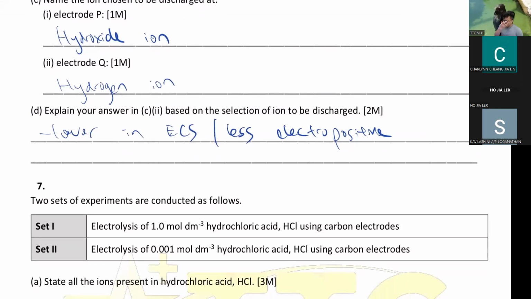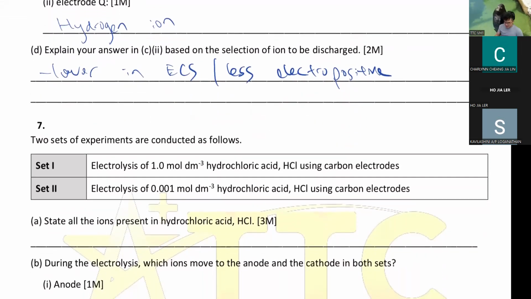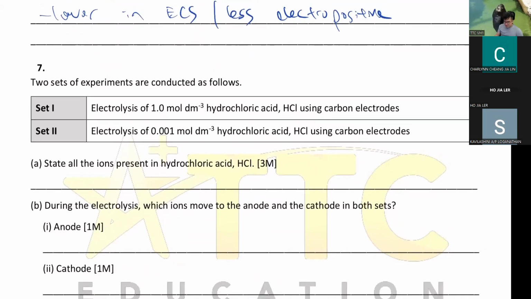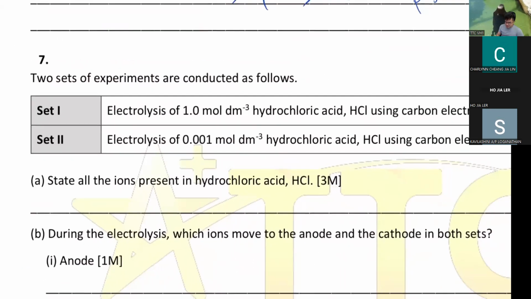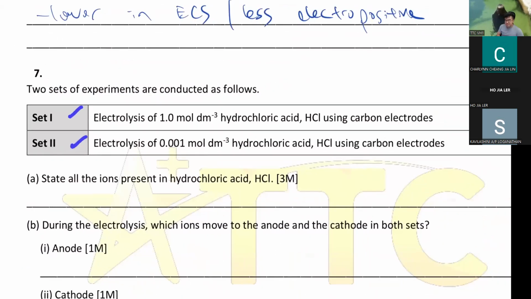Okay, so let's do one more, shall we? Question 7. So I have 2 sets here. Okay, Kavi, did you do this? Any of you here did this? This question is a bit funny. What do set 1 and set 2 tell you? What's the difference between these 2 sets? Like I said, when you see 1 mole decimeter cube, what's the meaning?